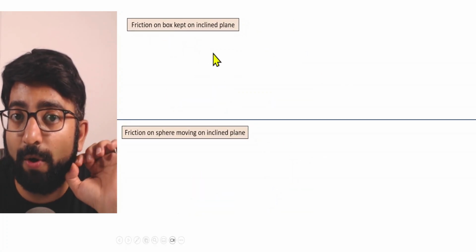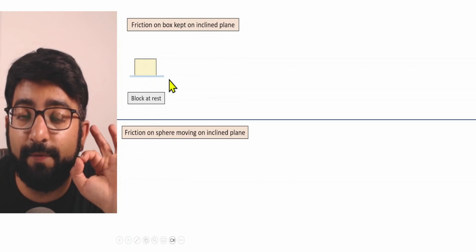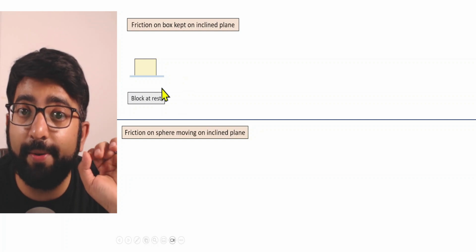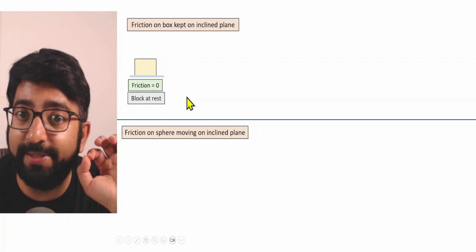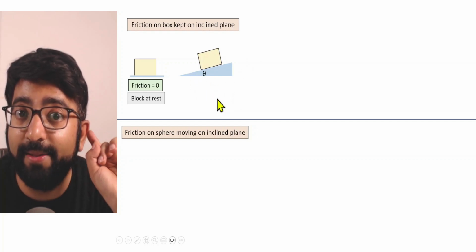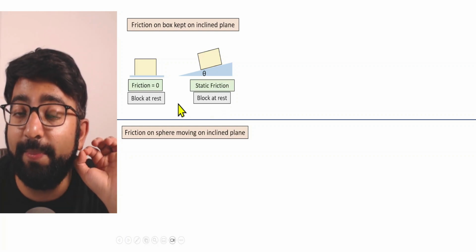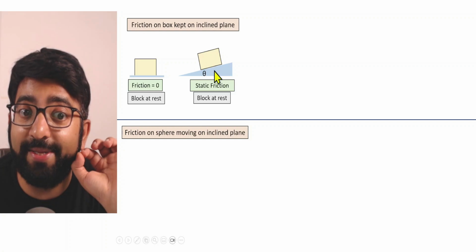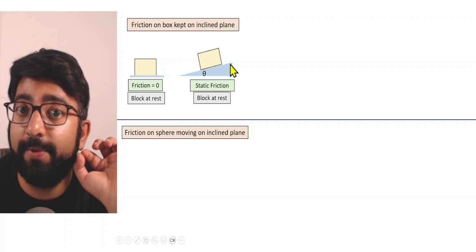Friction on a box kept on an inclined plane. So earlier we had seen if the block is kept on a rough horizontal ground, but if the block is at rest, friction will be 0. But now, if the same box, let's say, is kept on an inclined plane where the angle of inclination is theta, and in this case, if the block is at rest still, the friction acting on it will be static. As the box is not yet slipping on the incline, the direction of static friction will be acting up the incline.